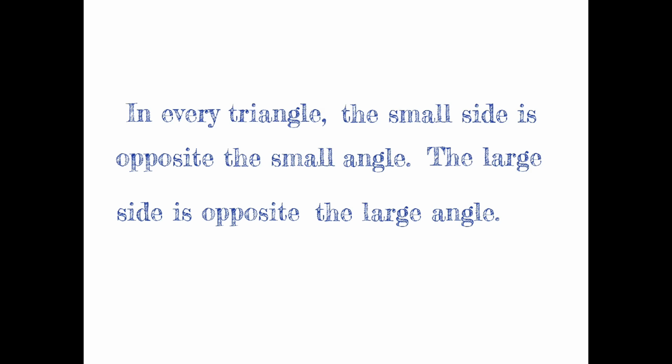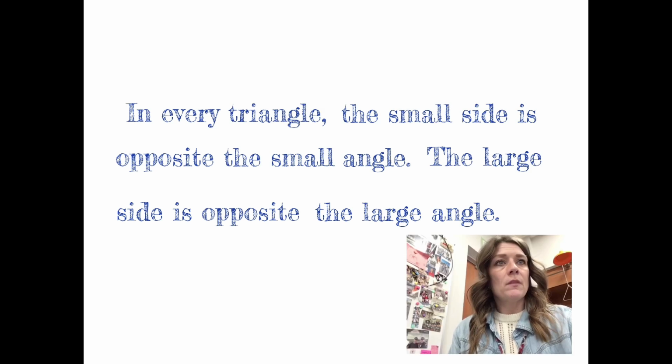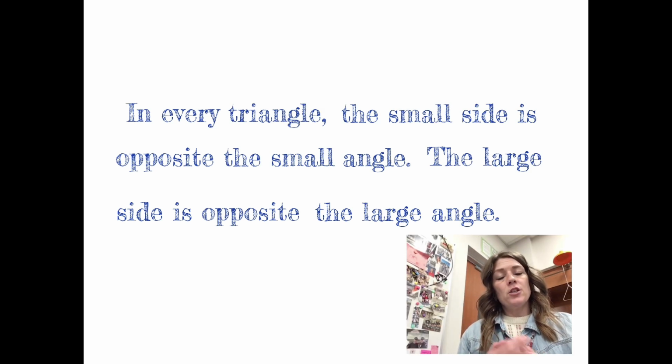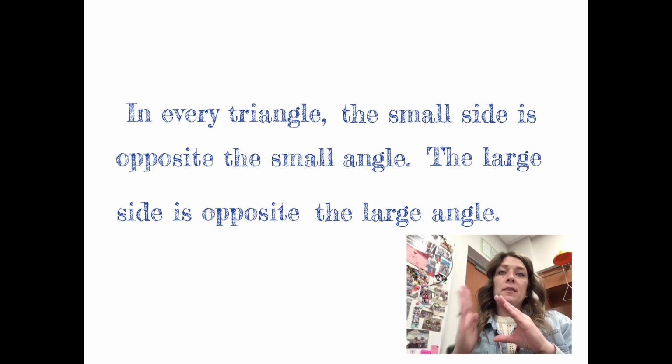In every triangle, the small side is opposite the small angle. The large side is opposite the large angle. So at this point, what I need you to understand is that there is a relationship between the angles and the sides that it creates. And it really is kind of like opposite that.